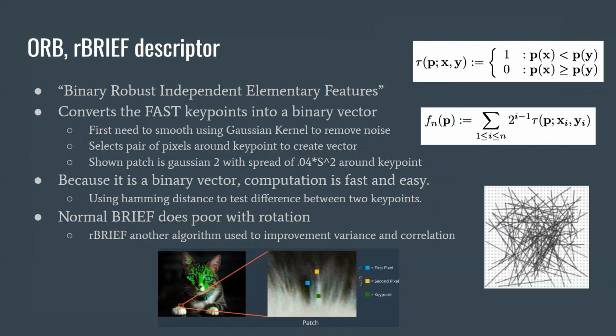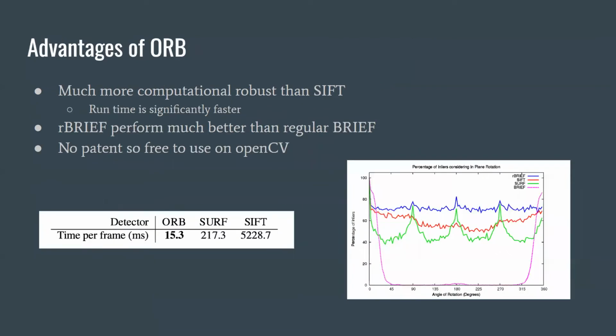There's an additional step to creating the rBRIEF descriptor, which simply makes sure that the absolute correlation is the greatest for the key points being used, ensuring that these key points are as unique as possible.